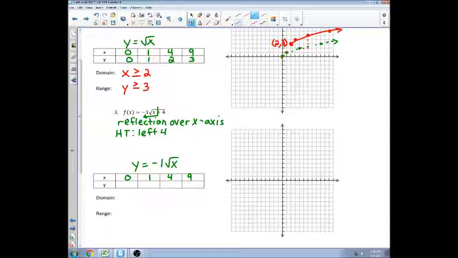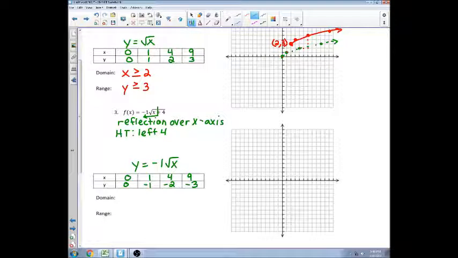0 times negative 1 is 0. If I put 1 in for x, the square root of 1 is 1. 1 times negative 1 is negative 1. If I put 4 in for x, the square root of 4 is 2. 2 times negative 1 is negative 2. And if I put 9 in for x, the square root of 9 is 3. 3 times negative 1 is negative 3.